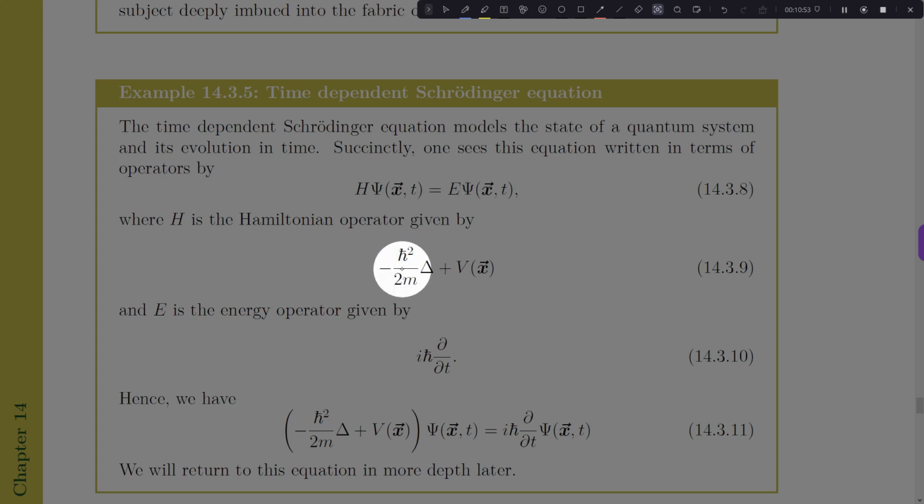So the Hamiltonian operator is considering potential energy V and kinetic energy, h bar squared over 2m times the Laplacian. Okay, so this is your energy, and I realize I shouldn't call the Hamiltonian operator the energy operator, but the Schrödinger equation says that the one operator is exactly equal to the other.